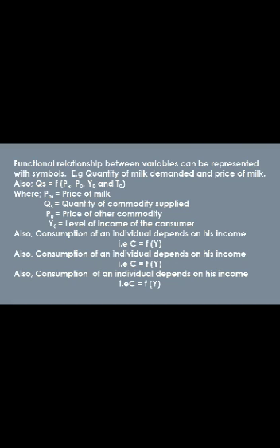For instance, if we have quantity supplied being a function of price of X, price of other commodity, income and so on, where PM represents the price of milk, QS represents the quantity of commodity supplied, PO the price of other commodity, and YO the level of income of the consumer. What we are trying to say in functional relationship is that the quantity that will be supplied by producers in the market depends on all those determinants of supply that have been mentioned.